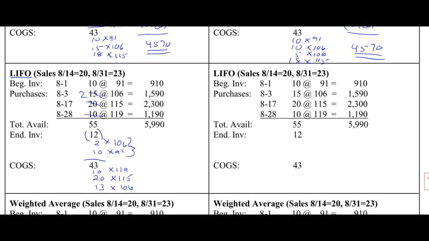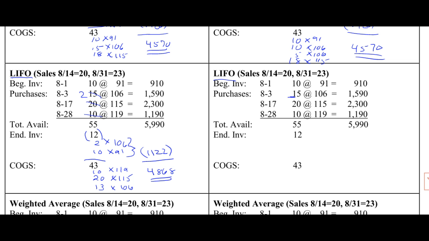Back to the topic. Ending inventory, 2 at 10.60 and 10 at 9.10 will give you a total ending inventory of 112.20 if you use LIFO periodic. 599.00 minus 112.20 is 486.80 for cost of goods sold. Let's compare that to how it will come out with LIFO perpetual, which is done along the way.